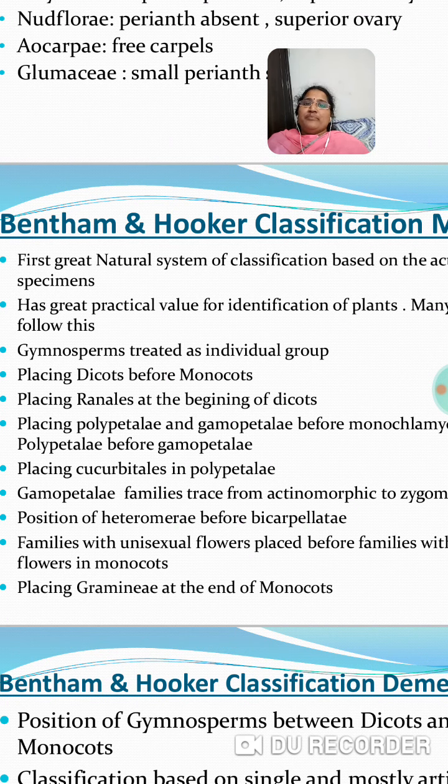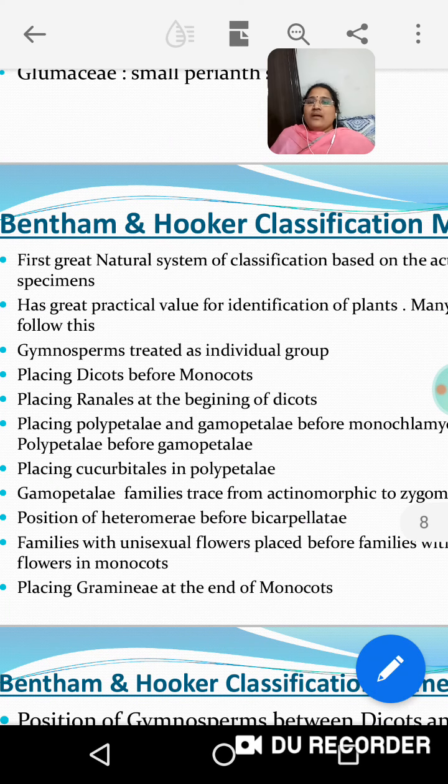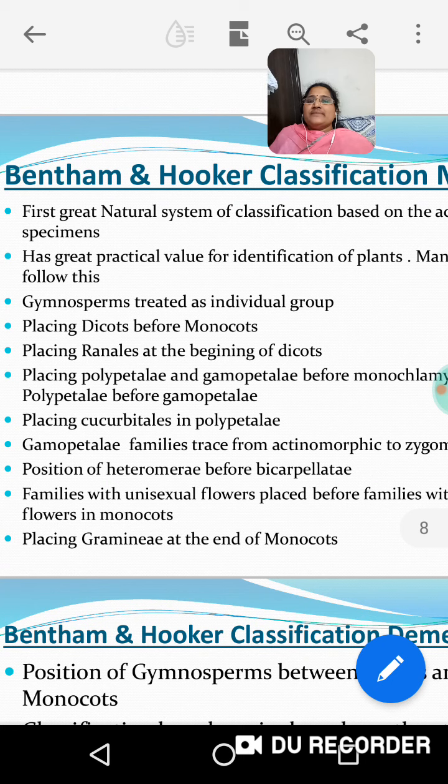Being a natural system of classification, it is widely accepted among many countries. The Bentham and Hooker classification was made by observing the actual specimens, living specimens, original specimens, original plant species. So that is the major benefit. And the second one is about the Bentham and Hooker system of classification.